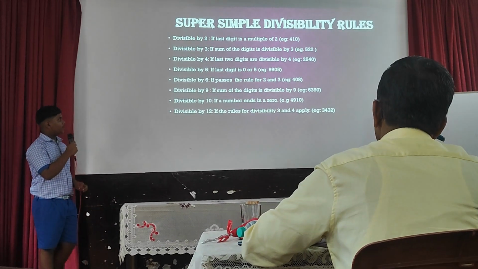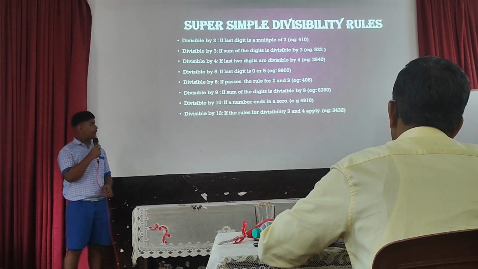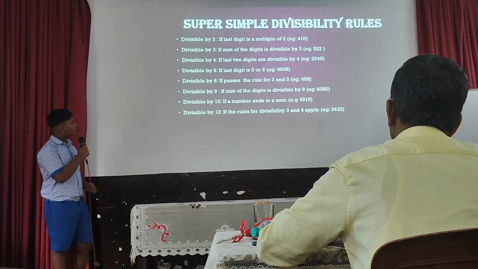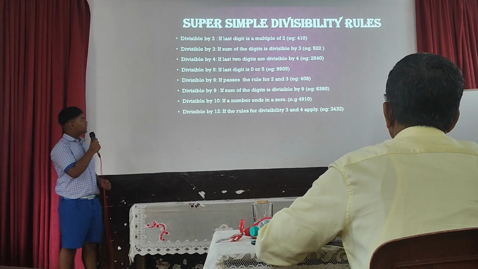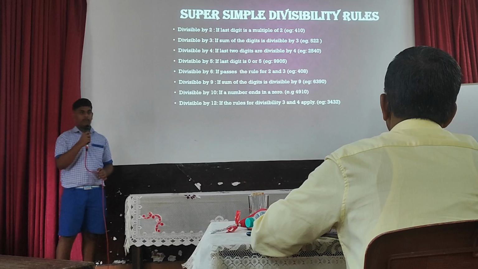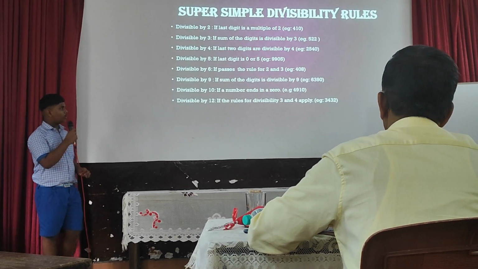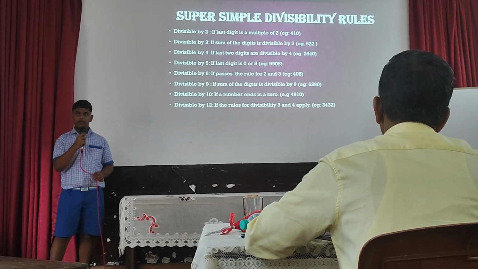Divisible by 10. If a number ends in a 0, that number is definitely divisible by 10. Divisible by 12. If the sum of the digits is divisible by 3, that number is divisible by 12. Next, if the last two digits are divisible by 4, that number is also divisible by 12.